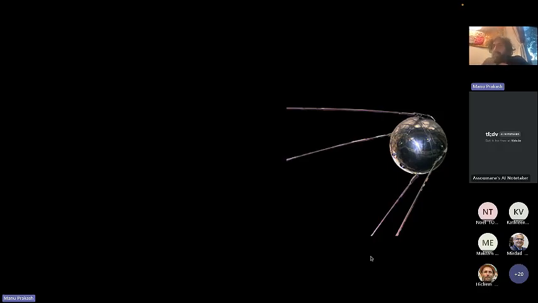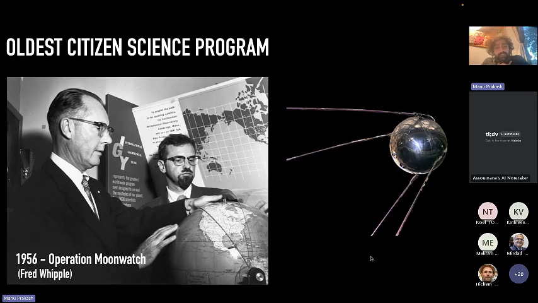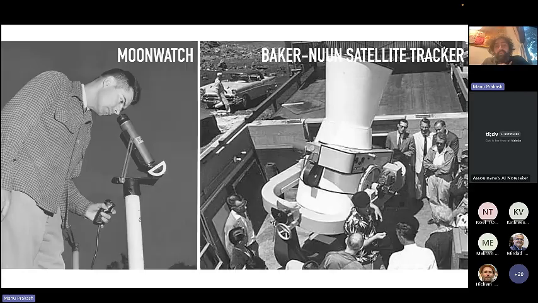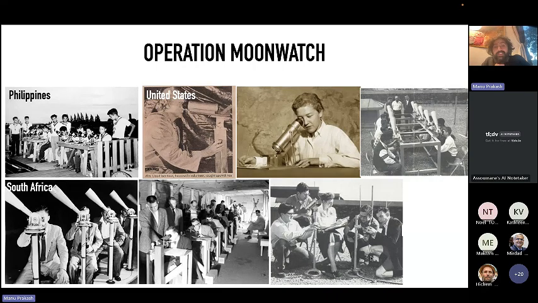At that time, we did not have the capacity to see the sky and where the satellites are. A very famous astronomer, Fred Whipple, started a network program called Operation Moonwatch. The perspective of the program was, could you give literally $10 telescopes, during the space race and the Cold War, to communities around the world? So you see there the Philippines, South Africa, the United States, all across the world.